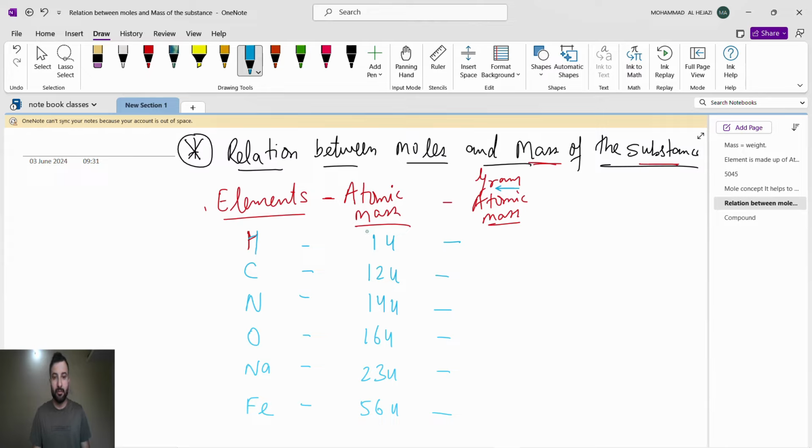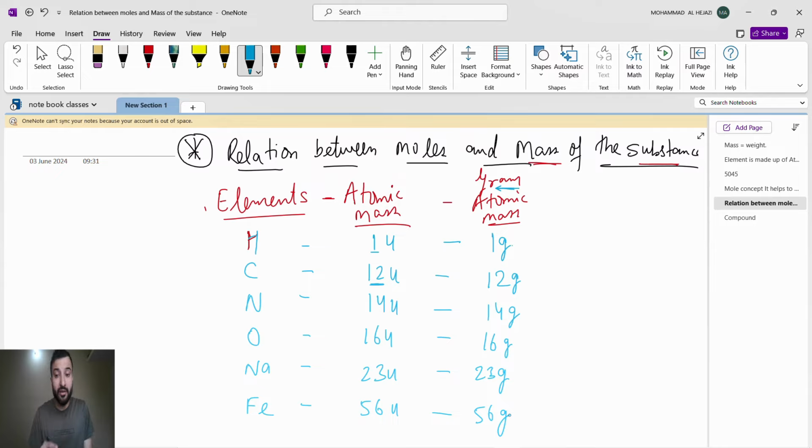So hydrogen atomic mass is 1 U. Gram atomic mass means the same atomic mass 1, expressed in gram. So 1 gram. Carbon atomic mass is 12 U. Gram atomic mass means the same atomic mass 12 expressed in gram. So 12 gram. Nitrogen is 14 gram, oxygen is 16 gram, sodium is 23 gram, iron is 56 gram. Understand? Yes sir, very easy sir.